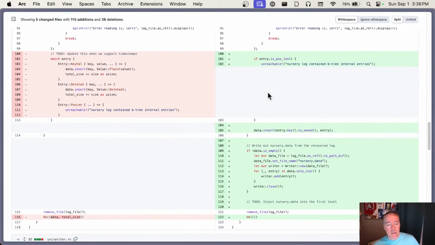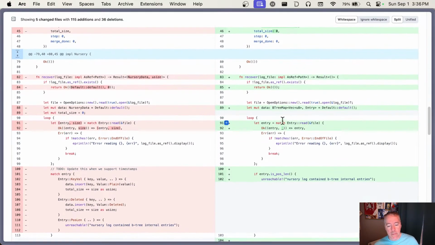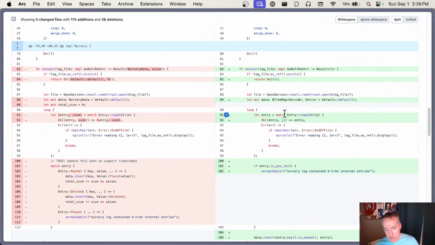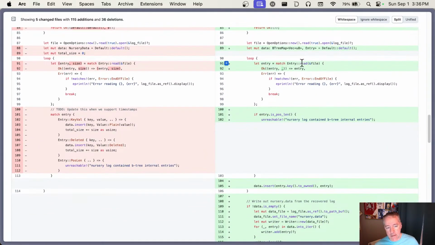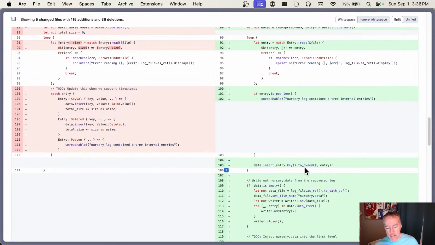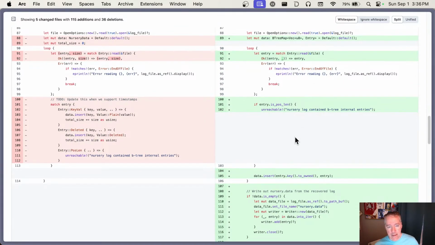Anyway, so we're looping here, and if we get an entry, if we're able to read entries consecutively out of the log, then we just insert them into this B tree map. And the reason we're doing a B tree map here is that we need them to come out sorted.